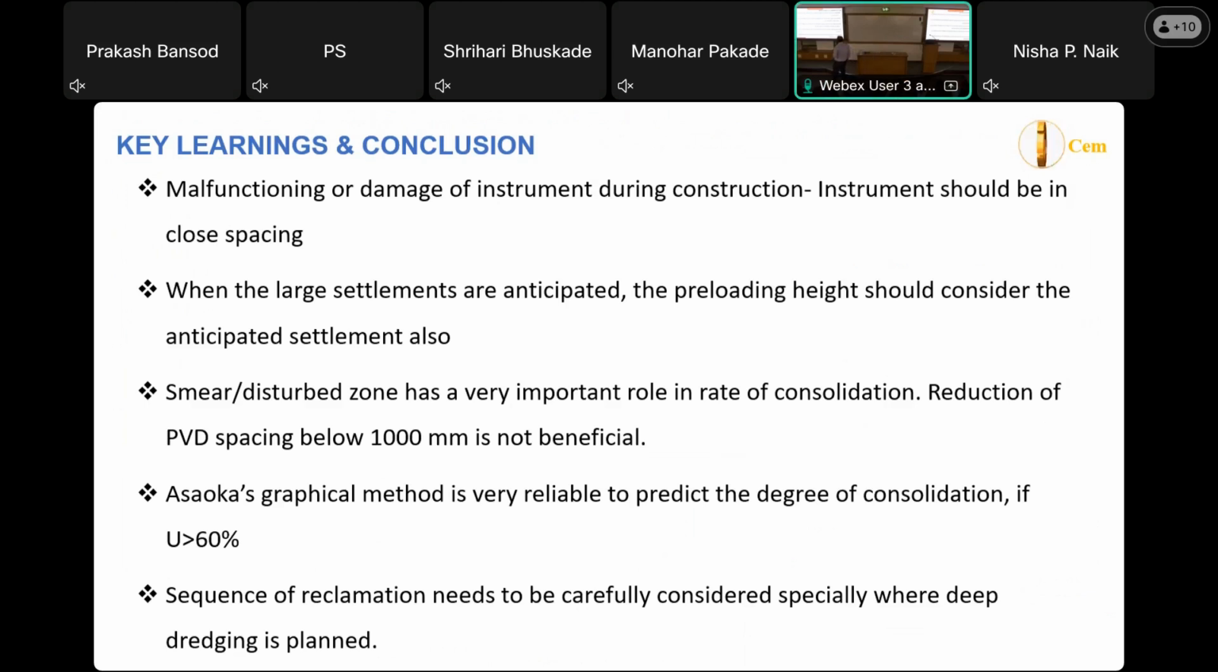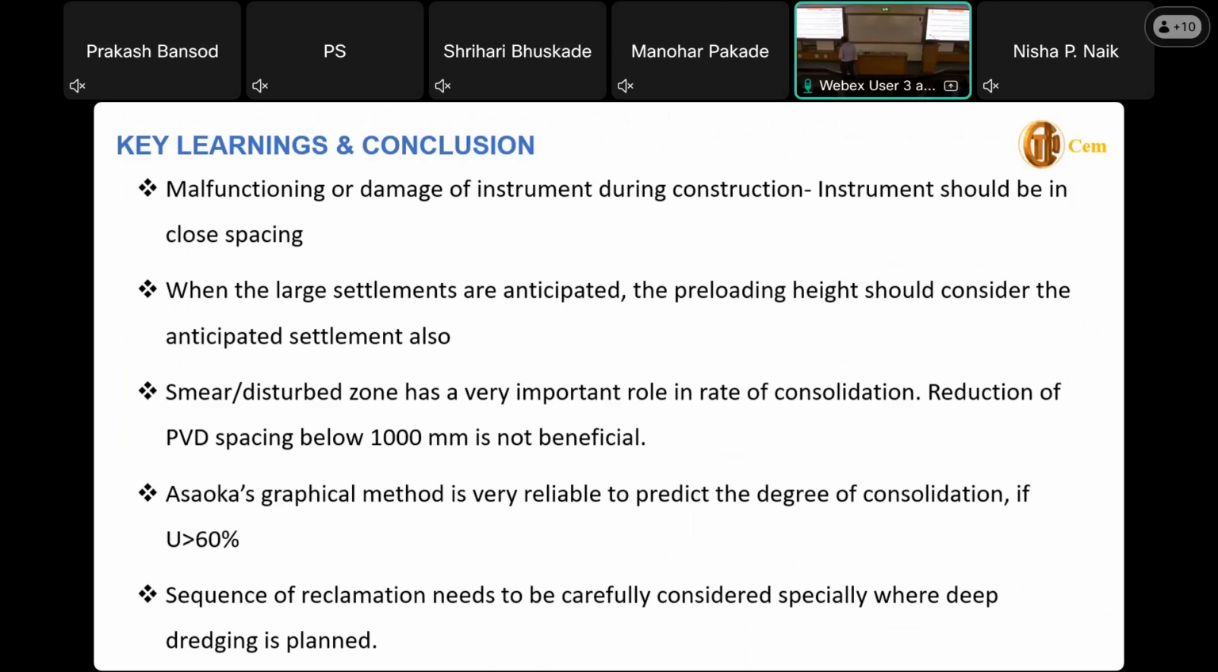Then smear and disturbance zone is very important. This is being taken care of because of the very soft soil where it may happen. And that's why our suggestion, in particular for this JNPT, is that we should not reduce the PVD spacing below 1 meter. Because we did one trial in a particular area with 900 millimeter, but it did not give any benefit, rather it just increased the number of PVDs massively. So 1 meter is the least possible.